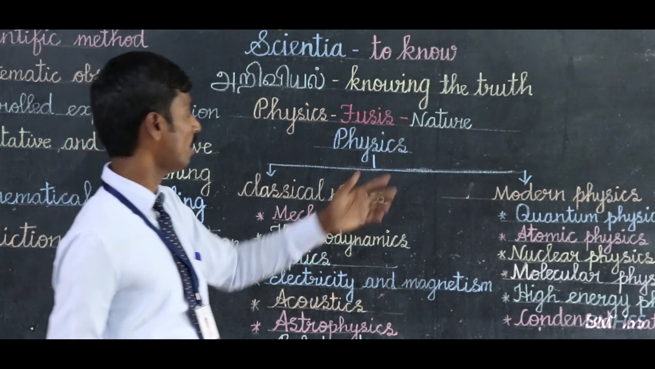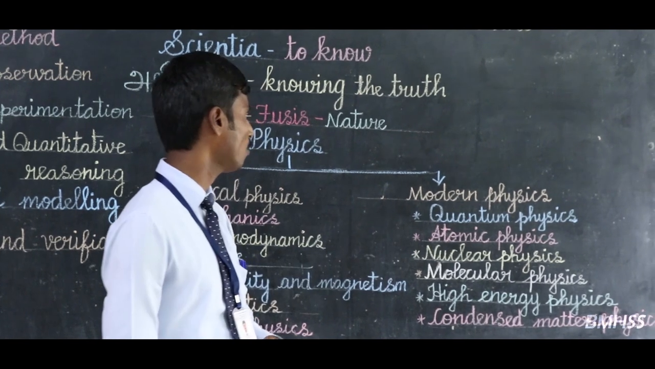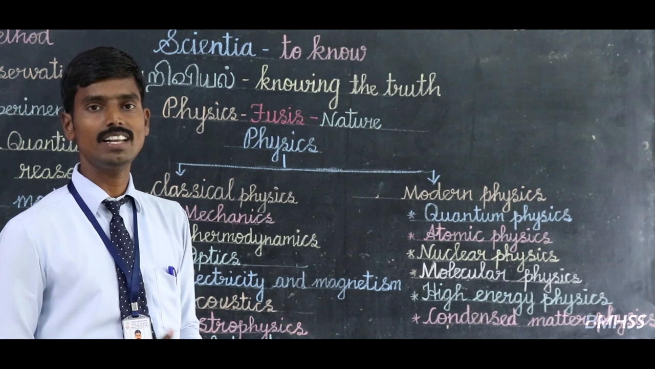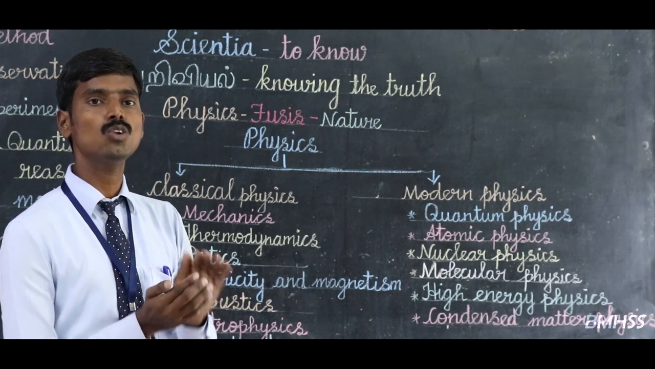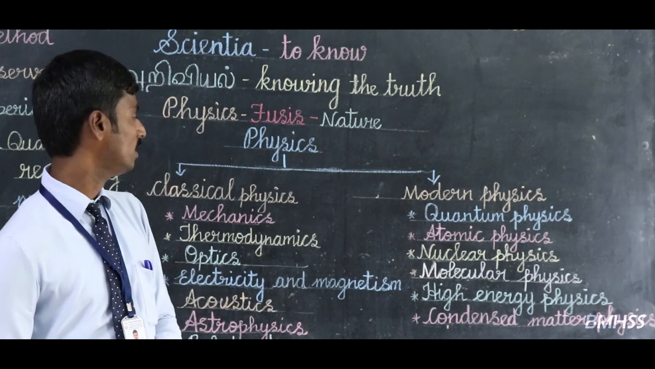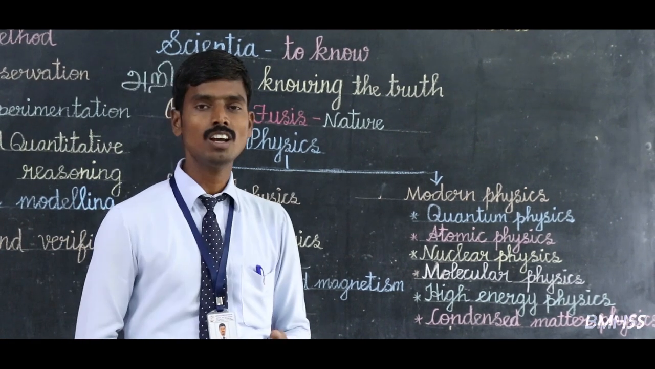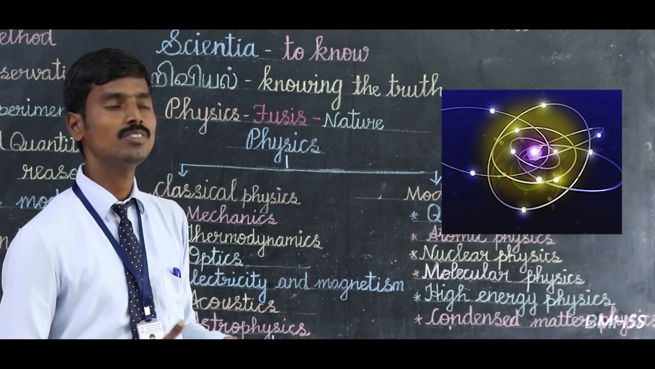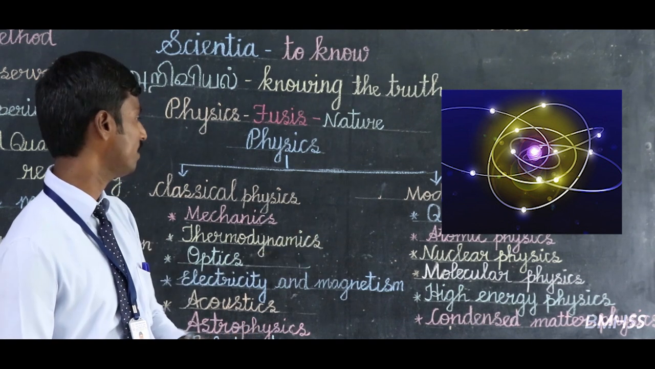Now I am going to explain modern physics, and modern physics also has a lot of sub-branches. First one is quantum mechanics. Quantum mechanics deals with atomic and subatomic particles. In other words, we call them quanta, or discrete packets of energy. This is explained in this unit, quantum mechanics, that means quantum physics. And atomic physics: the properties of the atom, the structure of atoms, and the arrangement inside the atom, everything is explained in this unit.